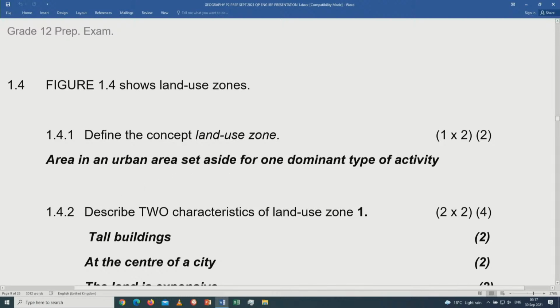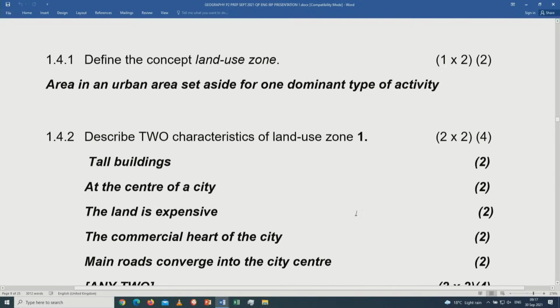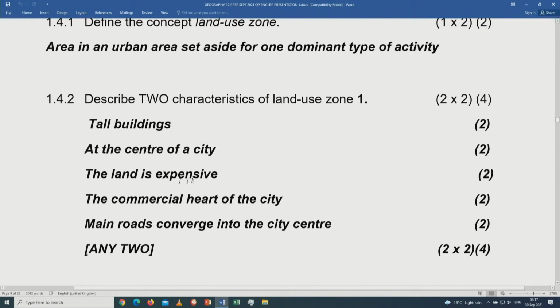1.4.2, describe 2 characteristics of land use zone at 1. Remember that on our annexure, the land zone at 1 was the central business district. So the characteristics thereof are tall buildings, and the CBD as well is seen at the center of each city. The land is expensive. It is the commercial heart of the city. Main roads converge into the center. So these are the characteristics of the central business district in that model. You allocate 2 marks for each. We have many answers here, but you only take 2, which will be 2 multiplied by 2, which will amount to 4 marks.